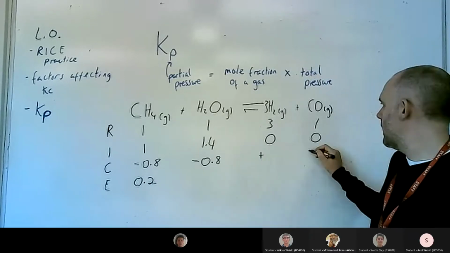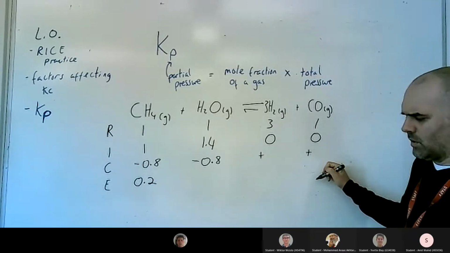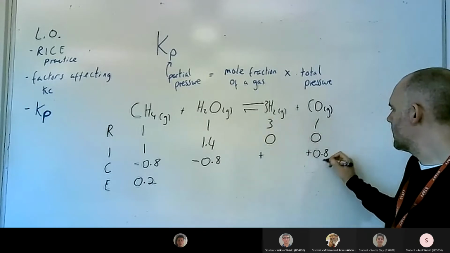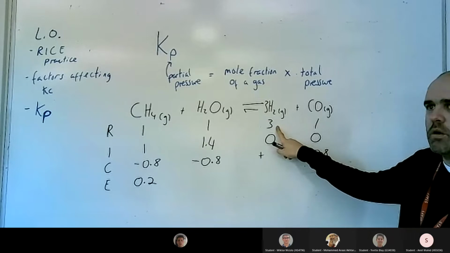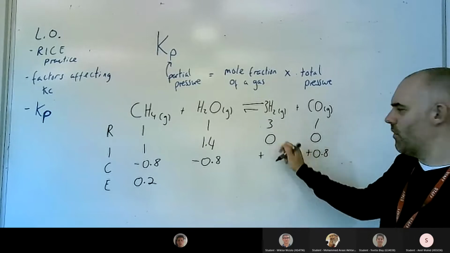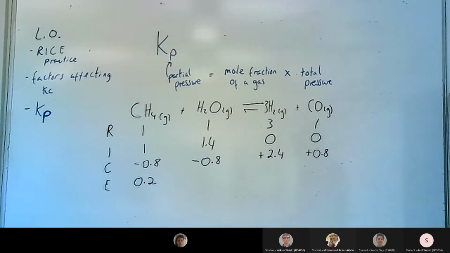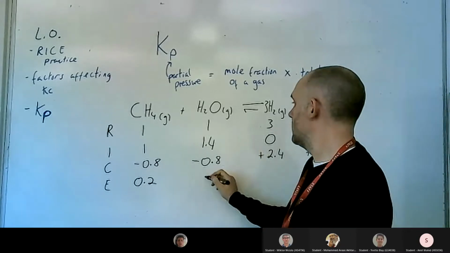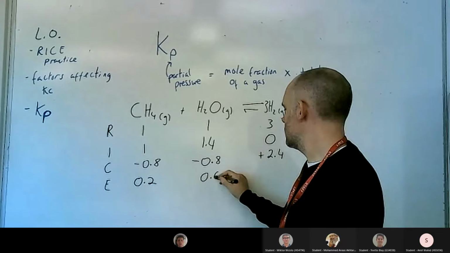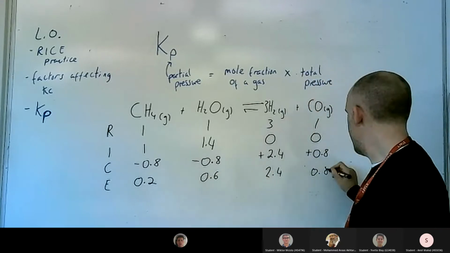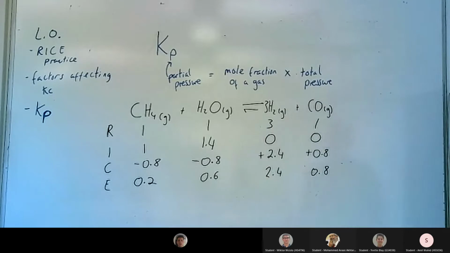This side has gone down, so these sides are going to go up. This one is 1 to 1 of those. This will go up by 0.8. This one will go up 3 times more, so 0.8 times 3 is 2.4. And then we just do the sums. So we've got 0.6, 2.4, 0.8. Okay, so this bit here is no different to case C.